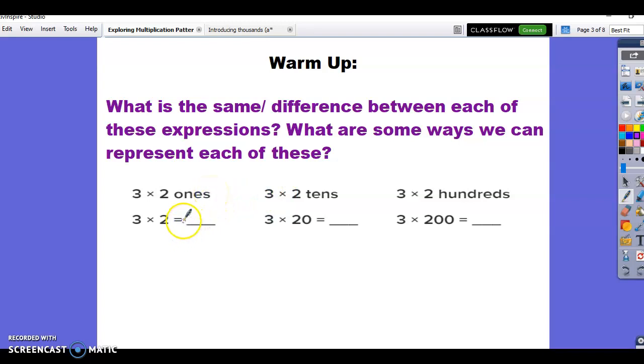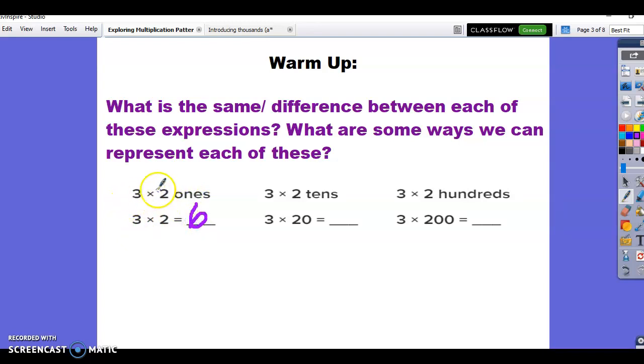So I have 3 ones. And then I have 2 sets of tens, which is 20. And then I have 2 sets of 100s, which is 200s. What is different is the value of the second factor of each one of them, but the basic root of them is the same. If I'm thinking about 3 times 2 as my ones, that's my basic. What do we get when we multiply that? Well, 3 times 2 is 6.